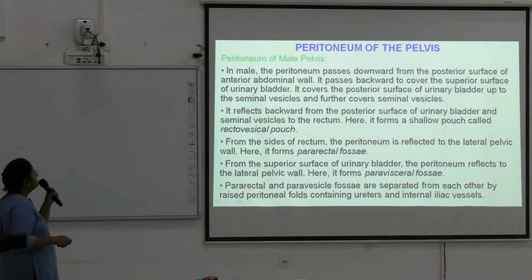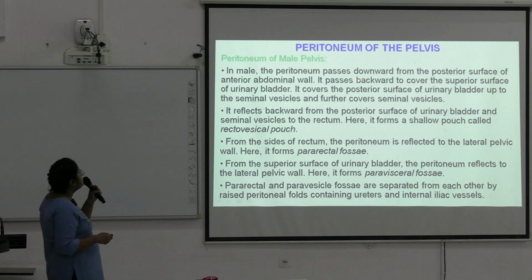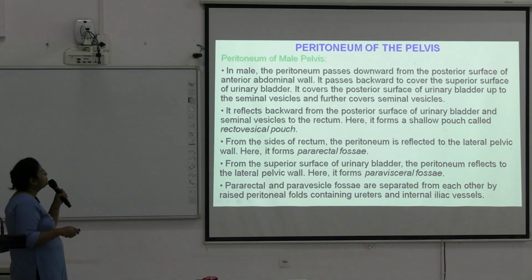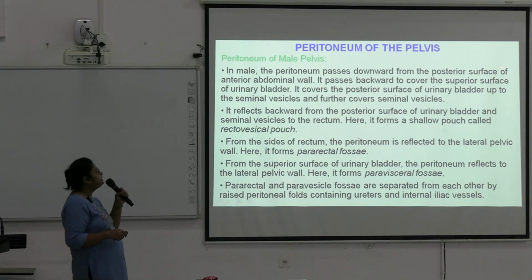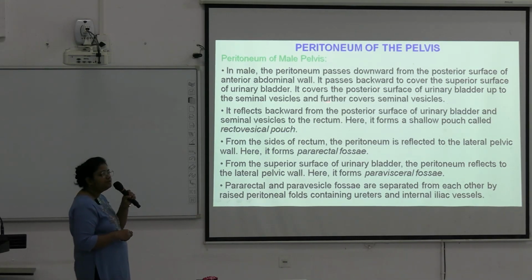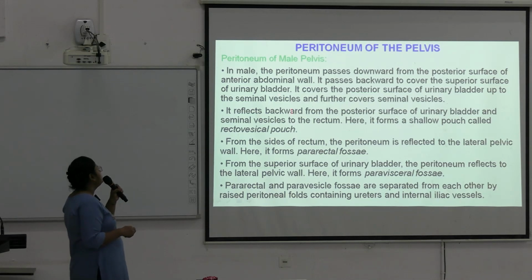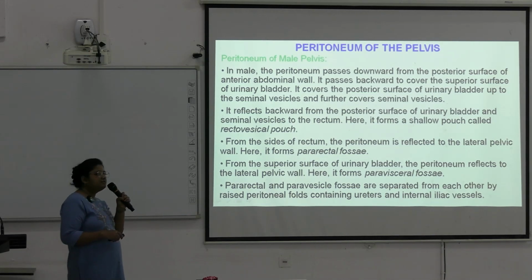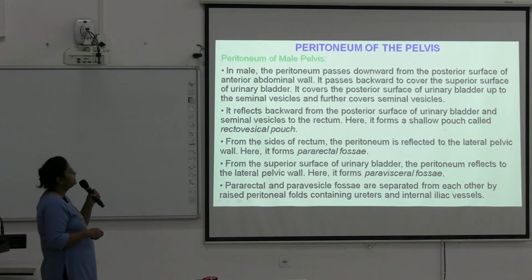Next is peritoneum of male pelvis. You have to know the disposition of the peritoneum. In male, the peritoneum passes downward from the posterior surface of the anterior abdominal wall, passes backward to cover the superior surface of urinary bladder, covers the posterior surface of urinary bladder up to the seminal vesicles, and further covers the seminal vesicles. It reflects backward from the posterior surface of bladder and seminal vesicle to the rectum, and here it forms a shallow pouch called the rectovesical pouch.